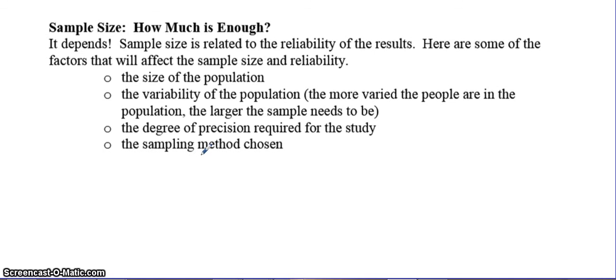The degree of precision required for the study. If you need more reliable results, then you should have a bigger sample. And the sampling method chosen. If you have a more varied sampling method, for instance, multistage or clustering or systematic, then you may not need as big a sample size as a voluntary sampling method. So that is all we have on sampling.